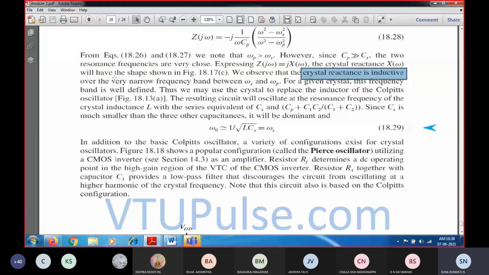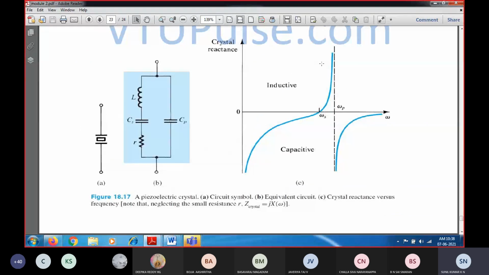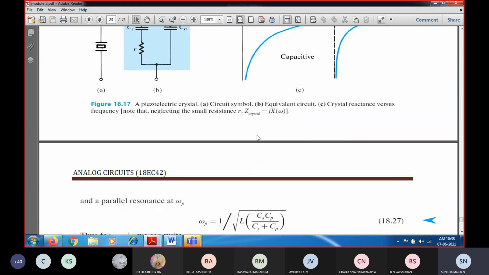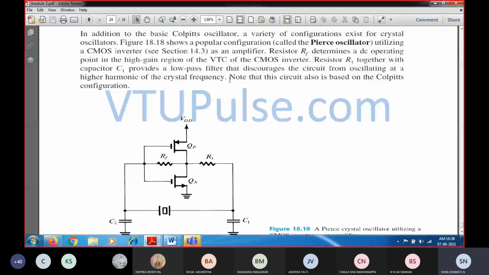So during this band, you can see this is the bandwidth wherein the crystal is going to exhibit the inductive type of reactance, that is between omega s and omega p. Whereas outside omega s and outside omega p, all the way, you can see that the crystal reactance is of capacitive type. So that is what it has written.